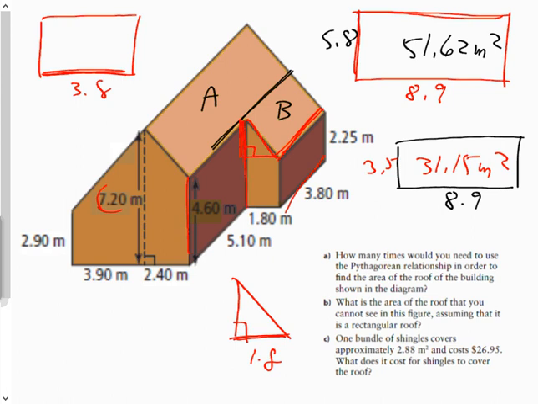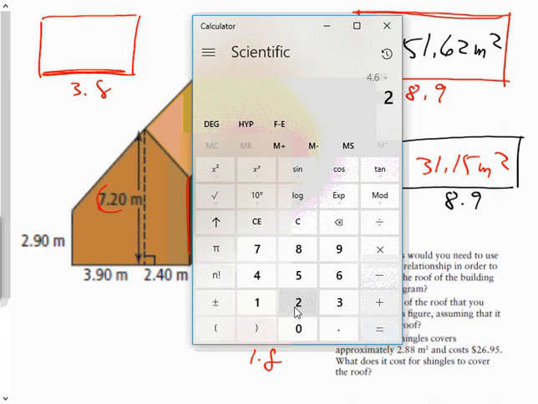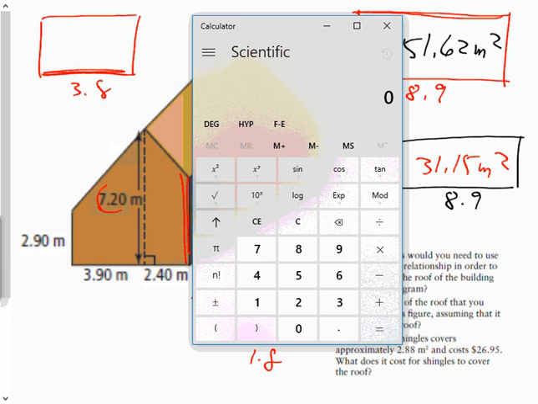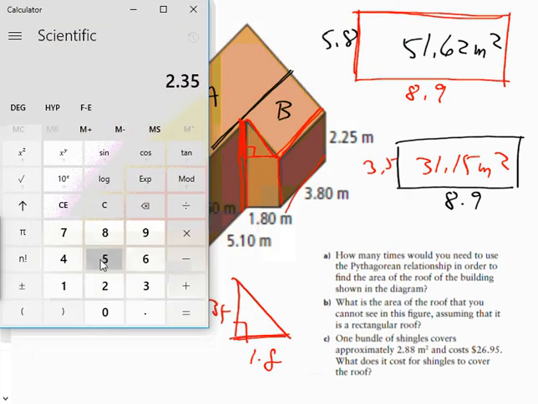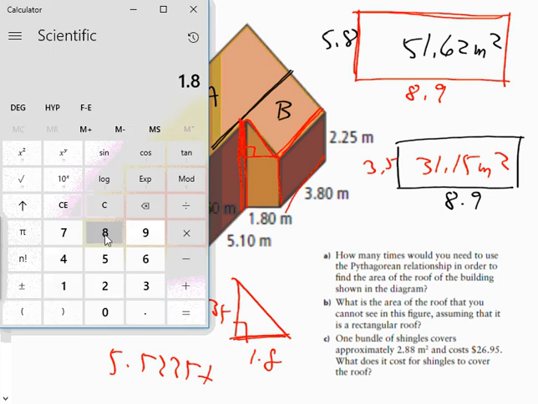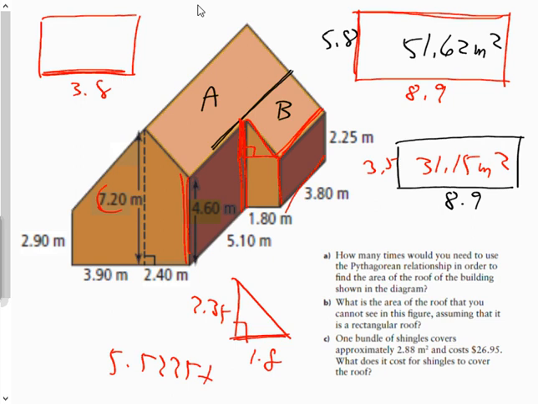The whole thing is 4.6, and this part here is 2.25, right? So 4.6 take away 2.25 should be the measurement there. So 4.6 take away 2.25 is equal to 2.35. So this has to be 2.35, right? Because 2.35 plus 2.25 equals 4.6. Once we have that, I'm going to go 2.35 squared, which is 5.5225, plus 1.8 squared, which is 3.24. I knew that one.